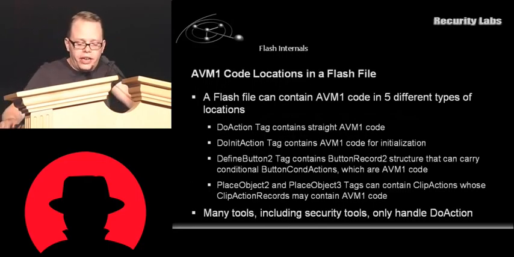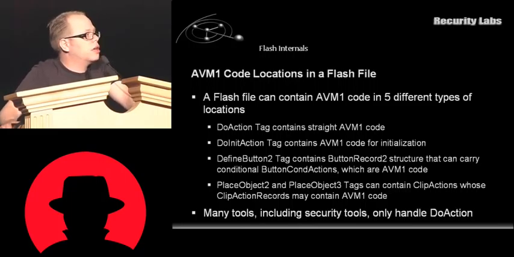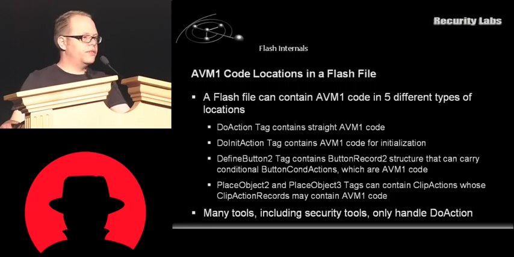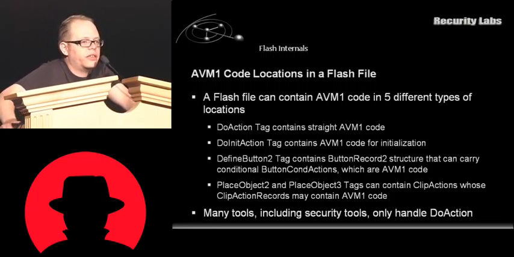So where would we actually look for code in a Flash file? We talked about the tag types. There is a tag type called doAction that usually carries most of the AVM1 code. DoInit action is the tag type I mentioned for initialization code.